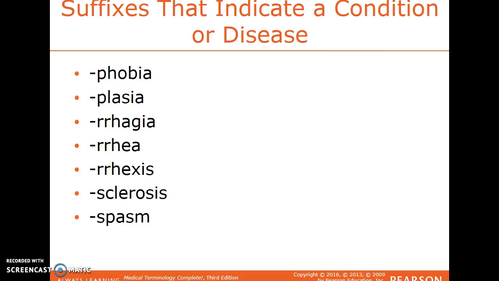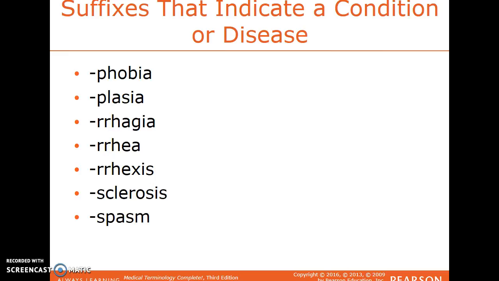Plasia. In this case, plasia means the growth or formation of. Neoplasia means a new formation or growth. Usually refers to a tumor in that case. Ragia technically literally means bursting forth. If you were to translate that into the Latin, or abnormal discharge. Rhinorrhagia means abnormal discharge of the nose or nosebleed.